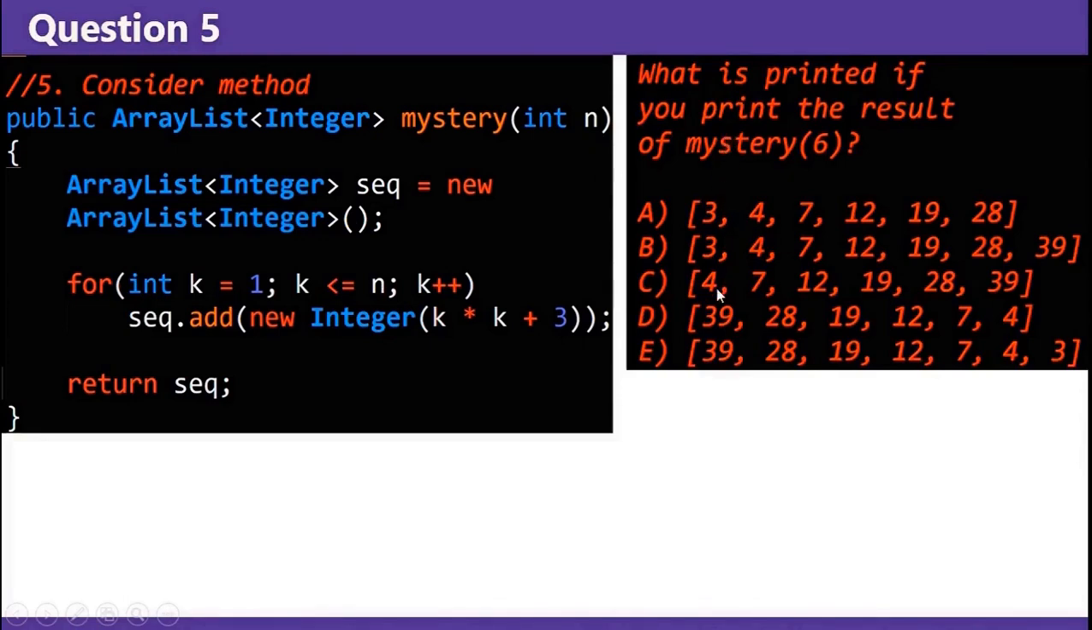So 1 squared plus 3, that will be 1 plus 3 is 4. 2 squared plus 3, that will be 4 plus 3 is 7. 3 squared is 9 plus 3 is 12. 4 squared is 16 plus 3 is 19. 5 squared is 25 plus 3 is 28. 6 squared is 36 plus 3 is 39. So C is your answer.